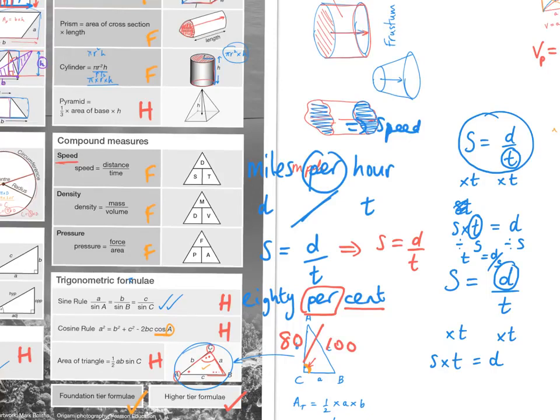To use the formula triangle, if you want to find the distance, then you cover this one over and you're left with speed times time. If you cover this one over, time, it's going to be distance divided by speed. And if you want speed, think of miles per hour, the speed will be distance divided by time. That's what's left. Okay, so I'll go over that one more time.